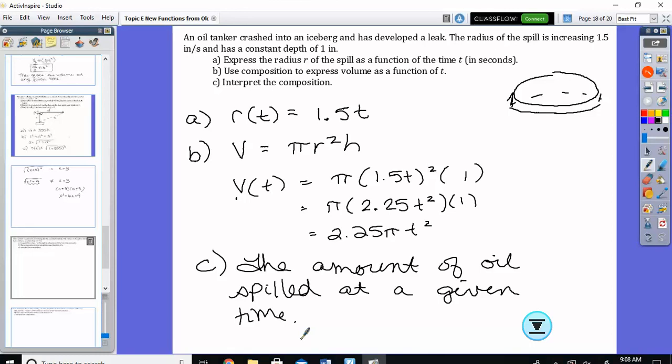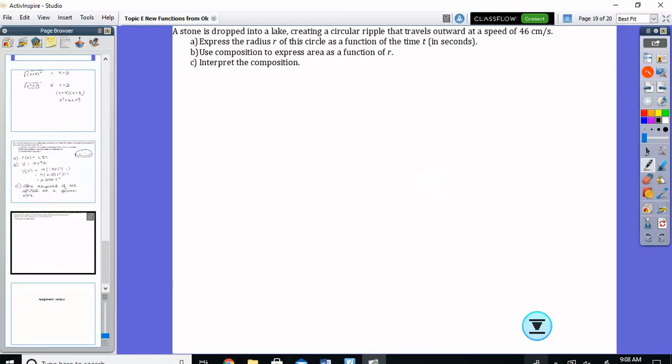I want you guys to try the last one. A stone is dropped in a lake, creating a circular ripple that travels outward at a speed of 46 centimeters per second. So part A, even if you don't get anything else, you might have noticed that part A is the same on every example we've done. I want the radius as a function of time. So how big is the radius at a given point in time? Just the speed times how long it's been traveling, so 46t.